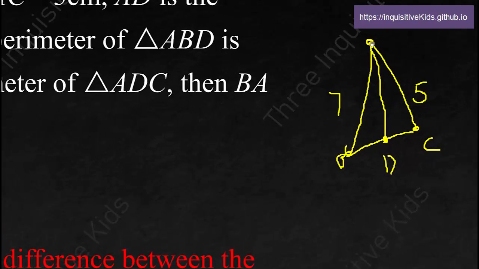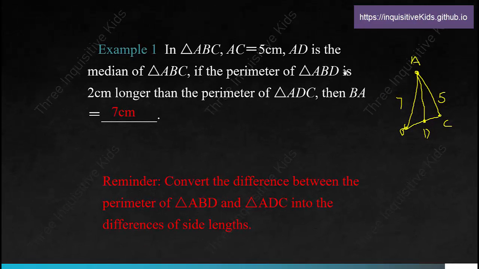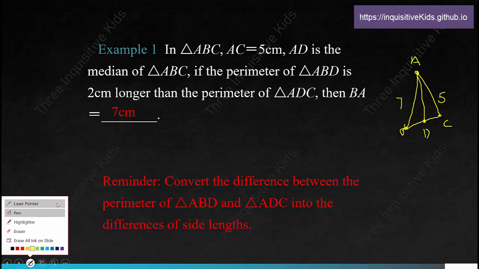Maybe the dimensions and the perimeters of these two smaller triangles after creating a median are not the same. But maybe their areas are the same? I want you to think about that for a moment.